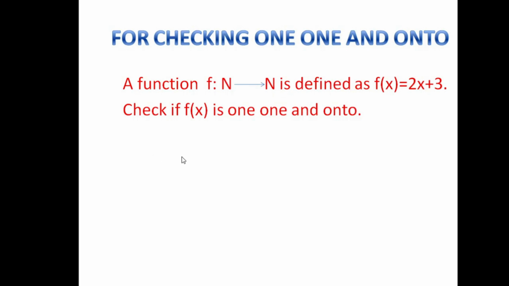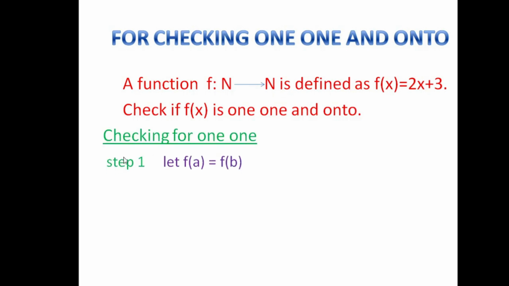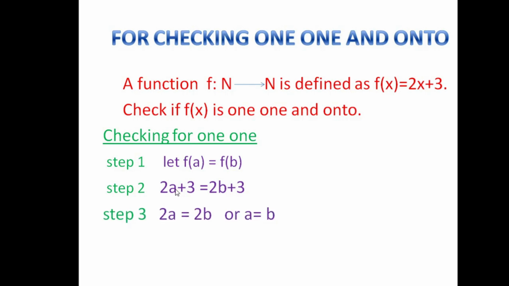Now let's see the steps. The first step is, let f(a) equal f(b). So first we assume that there are two images f(a) and f(b) that are equal. Now we put this a in the function f(x), that is 2x plus 3. This is the second step. So you will get this. Now the third step, just solve it. If you get a equals b, here f(a) and f(b) are equal, meaning the two images are equal when the particular values a and b are equal. So that means this function will be one-one.